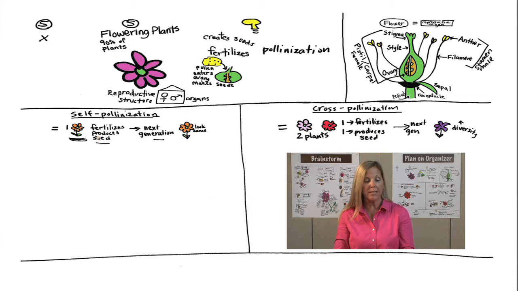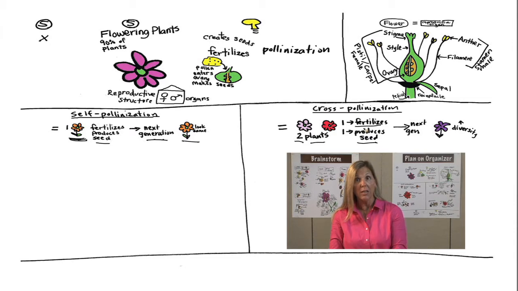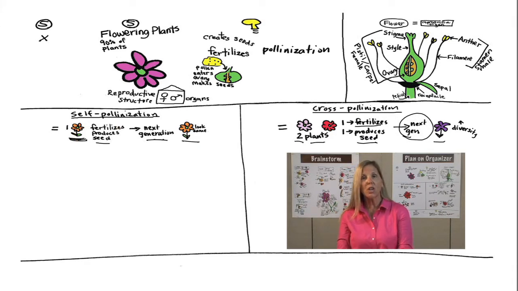What is self-pollination? One plant fertilizes or produces its own seeds so that the next generation is going to look exactly the same. In cross-pollination, that is when two plants, one fertilizes and one produces the seed. So one plant is going to be the fertilizer, one plant is the seed. And the next generation is going to have more diversity. So we have self-pollination, cross-pollination, and we have a definition of both. So that's going to be our main idea statement using that definition.